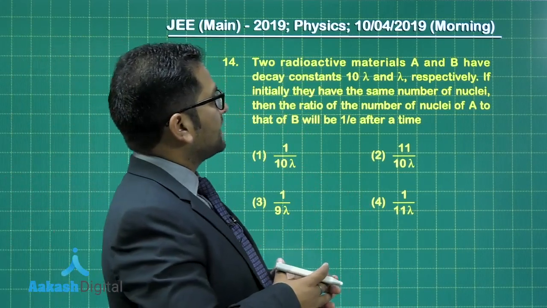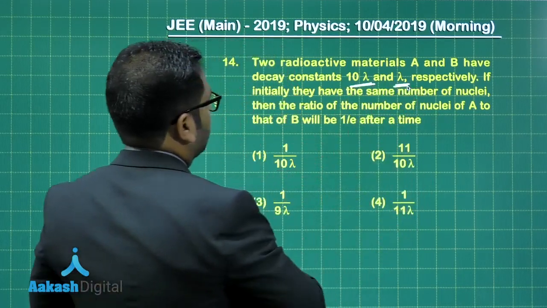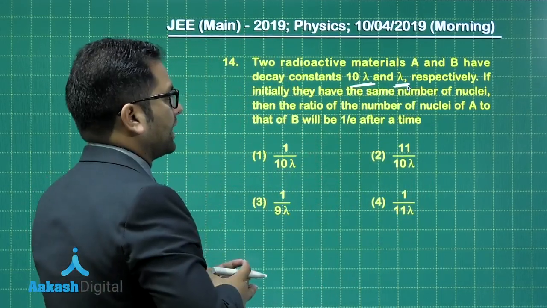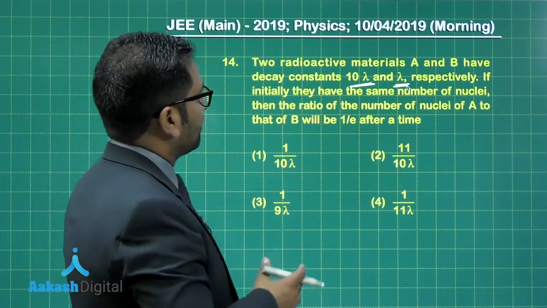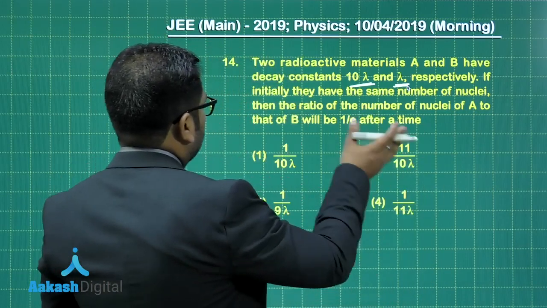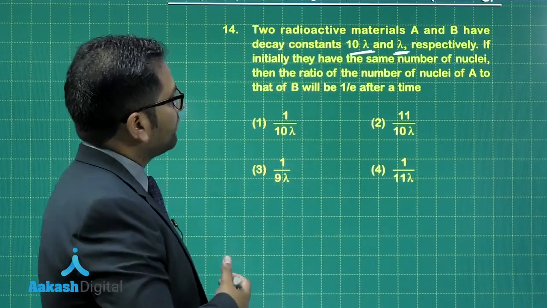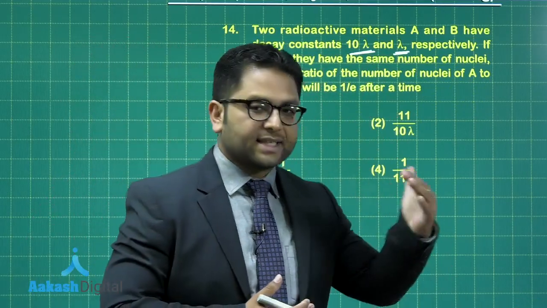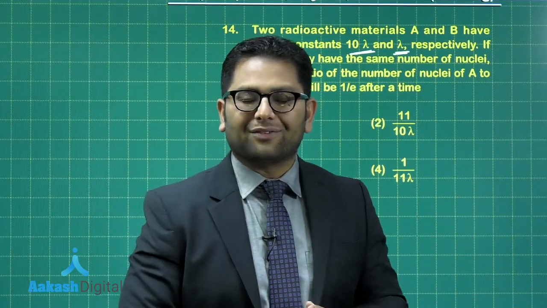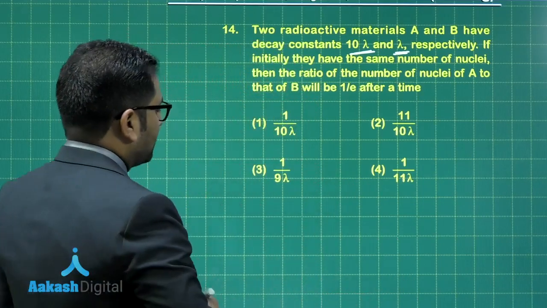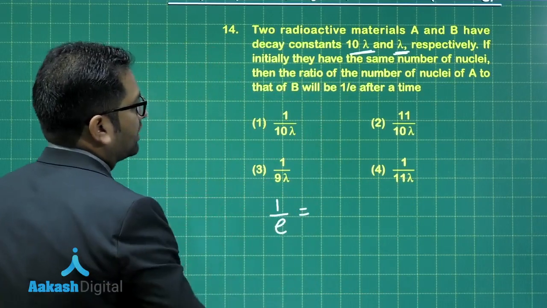Two radioactive materials A and B having decay constants 10 lambda and lambda respectively, if initially they have the same number of nuclei. All right, the initial number of nuclei are same. We need to calculate the time after which the ratio of number of nuclei of A to that of B will be 1 by e. Though the initial number of nuclei is same, with time the number of nuclei would be different. Reason being straightforward, the decay constant of the material is different. So we need to see 1 by e.